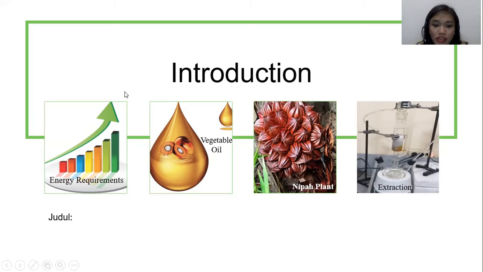In this research, apart from the Nipah plant, a subpart of the Nipah that is very potential to be utilized is the fruit. Extraction of Nipah fruit oil can be done by extraction.